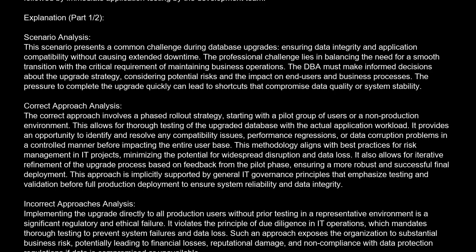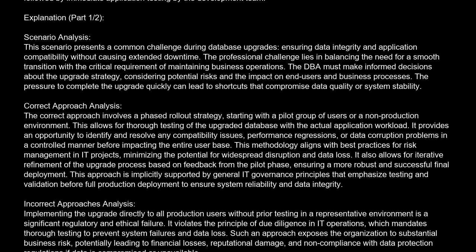Scenario analysis. This scenario presents a common challenge during database upgrades: ensuring data integrity and application compatibility without causing extended downtime. The professional challenge lies in balancing the need for a smooth transition with the critical requirement of maintaining business operations. The DBA must make informed decisions about the upgrade strategy, considering potential risks and the impact on end users and business processes. The pressure to complete the upgrade quickly can lead to shortcuts that compromise data quality or system stability. Correct approach analysis.